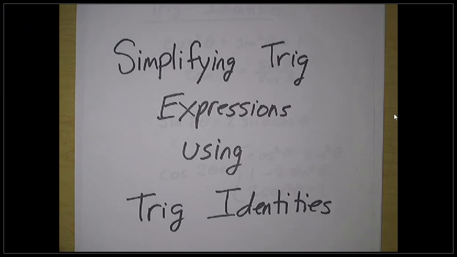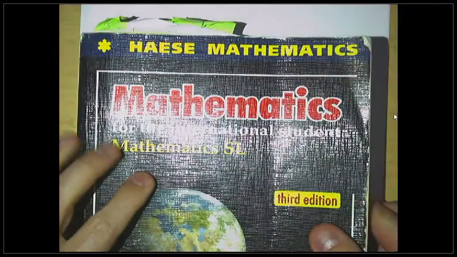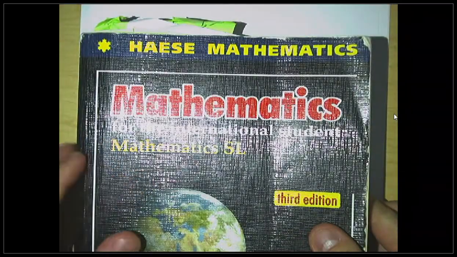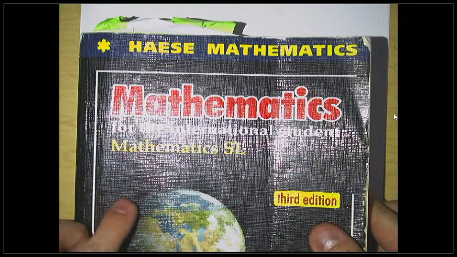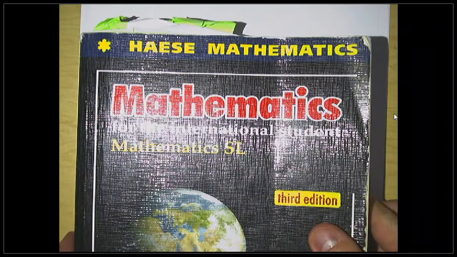The following video will cover simplifying trig expressions using trig identities. I'll be borrowing problems directly from the H Math. This is for IB Math SL. I'll be covering problems from chapter 11, C and D, pages 266 to page 270.